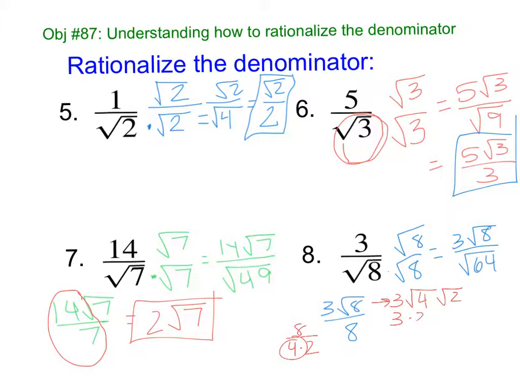3 times 2 root 2. 6 root 2. And then don't forget my 8. I'm going to bring that 8 over. And then I can simplify that fraction by dividing by 2. 3 root 2 over 4. And that's your answer, right? That one's pretty much as hard as we would get in this class.